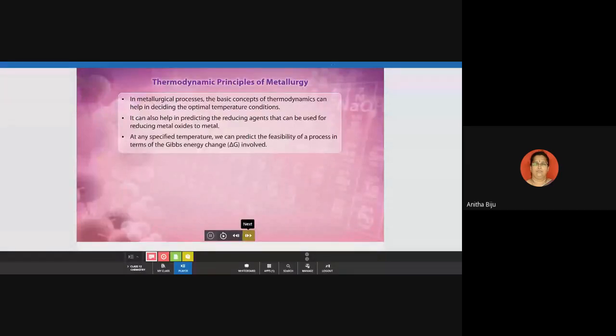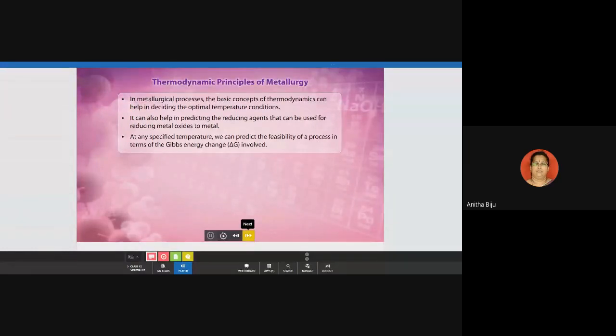In metallurgical processes, try to understand, no need to note it down. Just read it properly. In metallurgical processes, the basic concepts of thermodynamics can help in deciding the optimal temperature condition. Optimal temperature means it is neither low nor high.